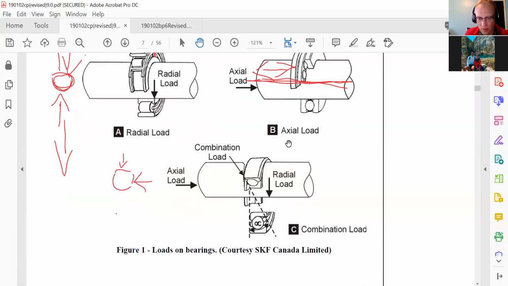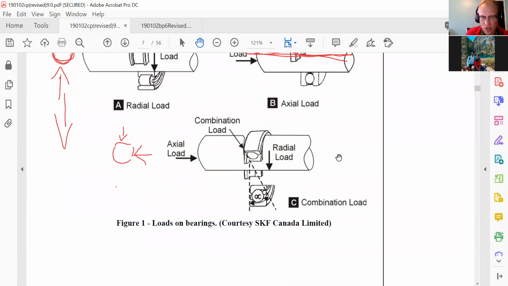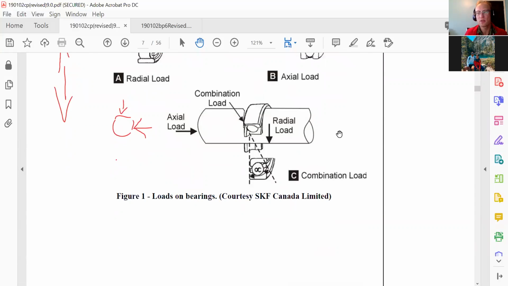Most of our bearings are going to deal with a combination of axial and radial loads, and they need to be designed appropriately for that. So you have some portion of radial load and some portion of axial load, which will combine to be like that.